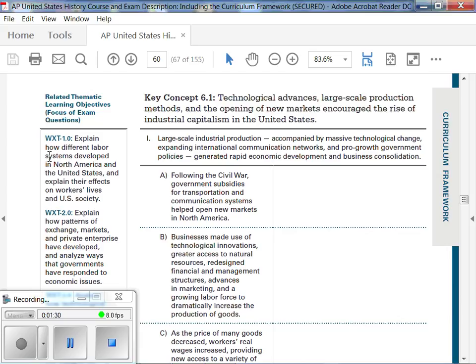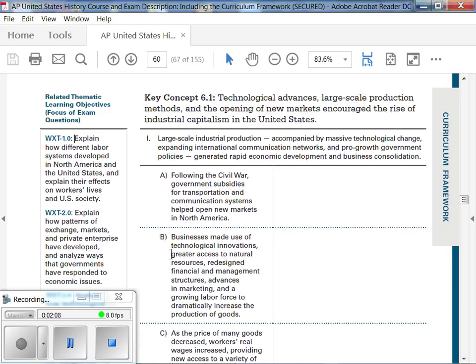Small side note, the stuff on the side, these related thematic learning objectives, are where the actual exam questions come from on the AP exam. You'll probably see a few more of these packets from Mr. Beichner when it comes time to do end of the year review before the actual AP exam. And they're really good hints as to what types of questions you're going to get asked. So it tells you that you need to know how to explain how different labor systems developed in North America and the U.S. and explain their impacts, or their effects, on workers' lives in U.S. society. It's pretty likely that you'll wind up with a question or two asking you about labor unions, for example, or how capitalism impacted workers' lives. So those are good for end of the year review.